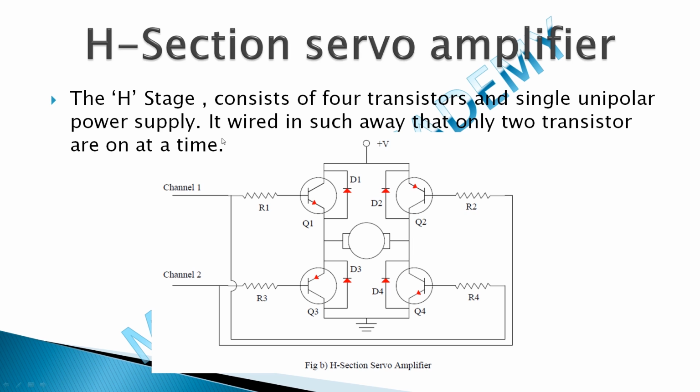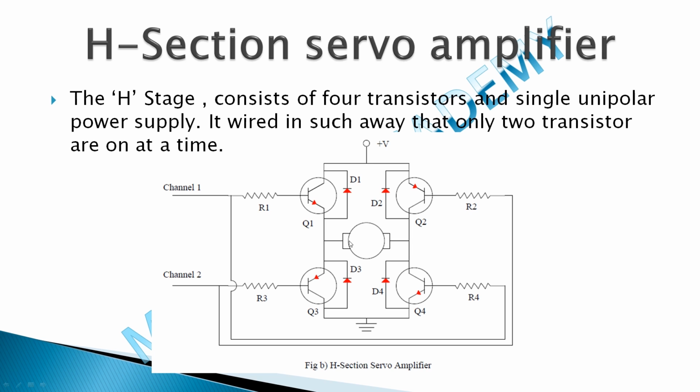S type servo amplifier. The H stage consists of 4 transistors, Q1, Q2, Q3 and Q4, and a single unipolar power supply. Why single unipolar power supply? As you saw in the previous slide, we required positive V and minus V across this circuit, but here I only require plus V, which is flowing across this transistor. Because of that I am mentioning that a single unipolar power supply is required. It is wired in such a way that only 2 transistors are on at a time. So its circuit diagram is made such that only 2 transistors are on at a time, and the other 2 are off.